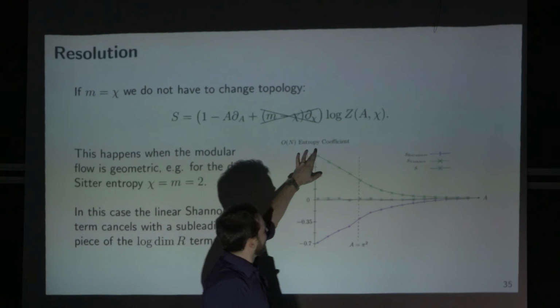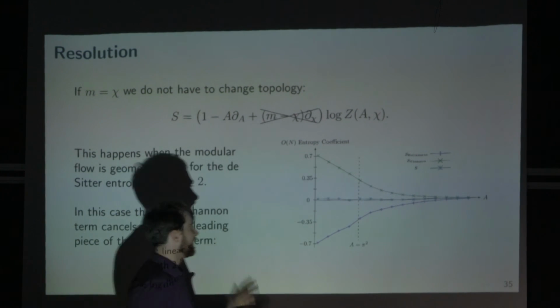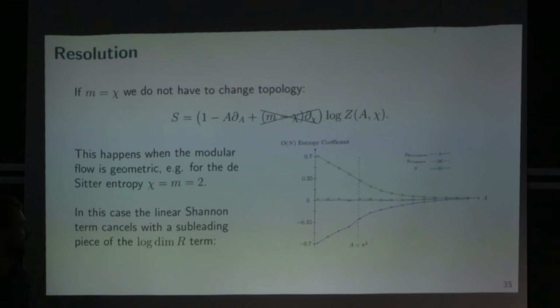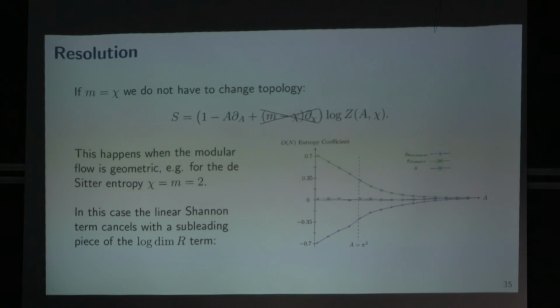So here's the Shannon entropy term in green, the subleading piece of the Boltzmann term, and they cancel pretty well. There's some numerical noise coming from the fact that we're extracting a subleading term in the large n expansion. It's consistent with 0.